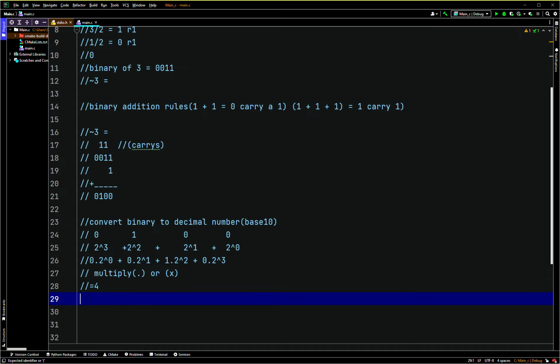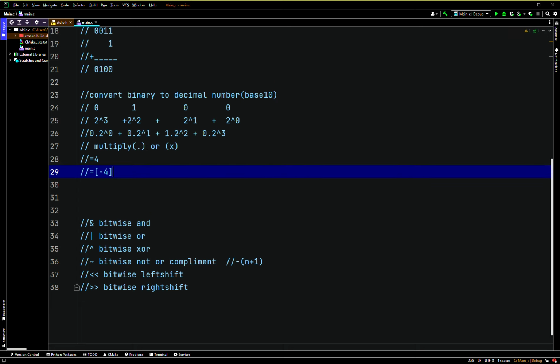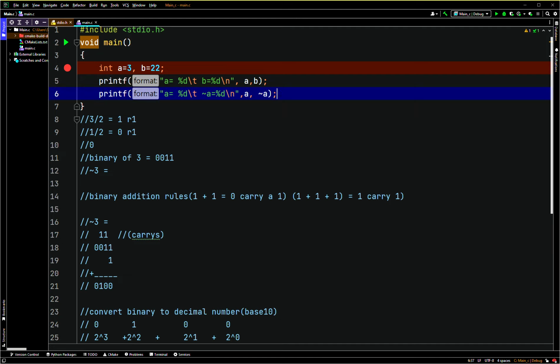And then the last step, we have to negate it. So the formula here was negative n plus 1, so we have n plus 1, now we negate it. So the answer is negative 4. That's the final answer. So that's the final answer for the not, I believe.